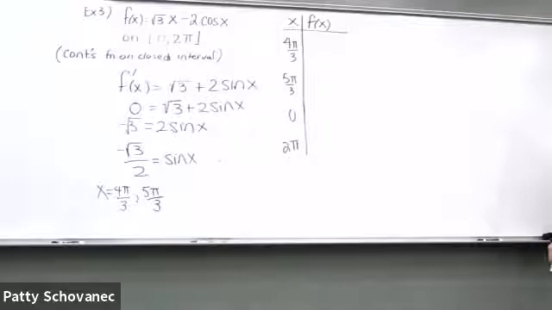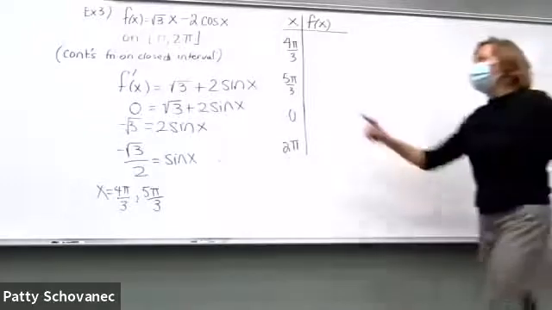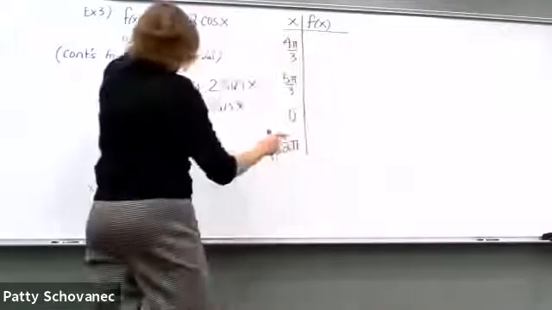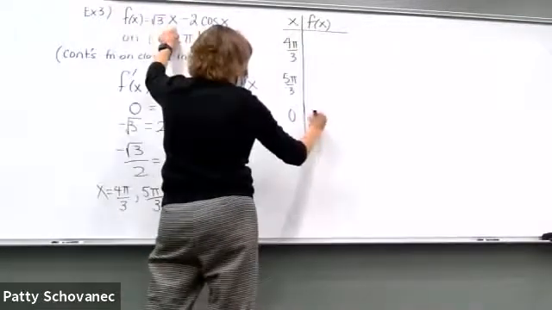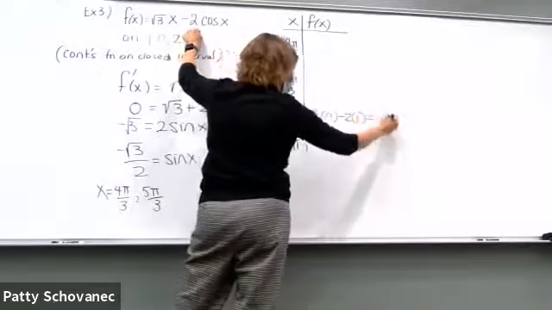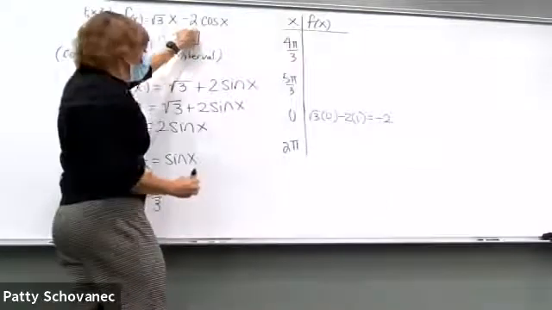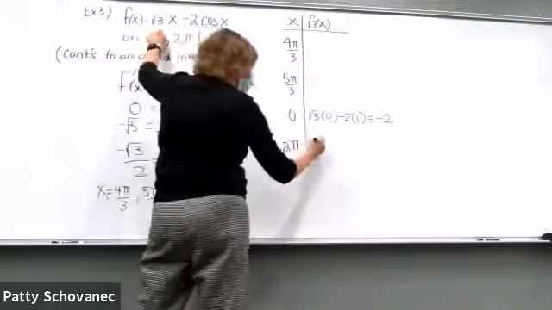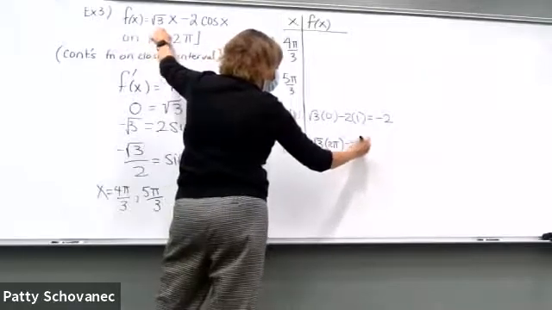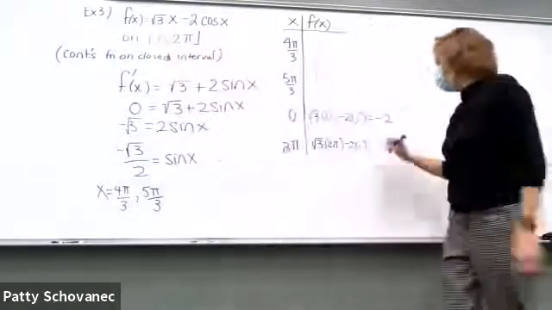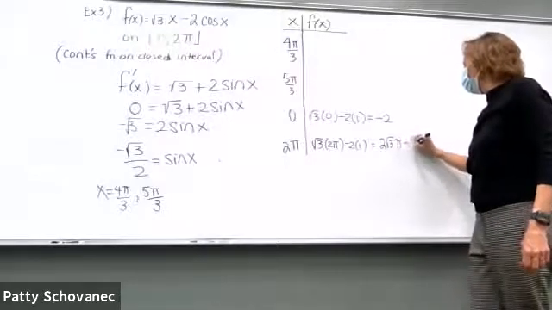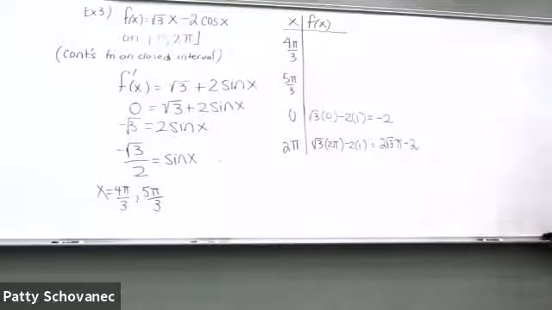What's the cosine at 0? It's 1. So at 0, I have the square root of 3 times 0 minus 2 times 1, that's going to give us a -2. At 2 pi, we have the square root of 3 times 2 pi minus 2 times 1. So that's 2 square root of 3 pi minus 2. We might have to pull out a calculator to figure this one out.